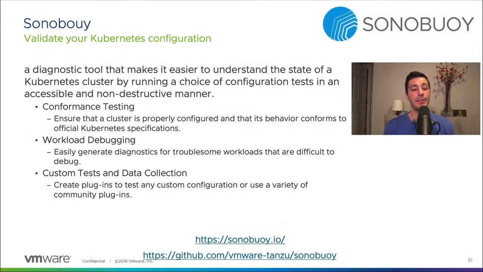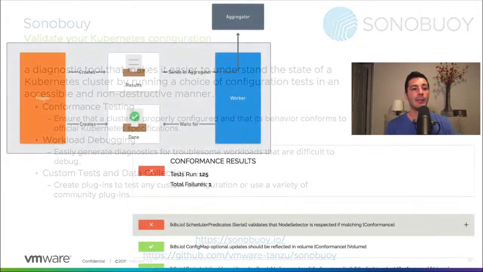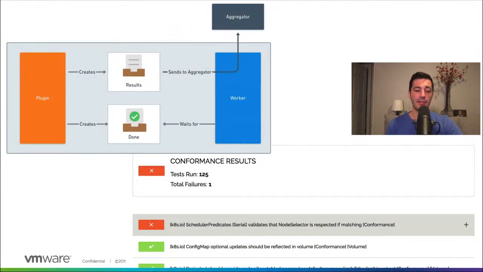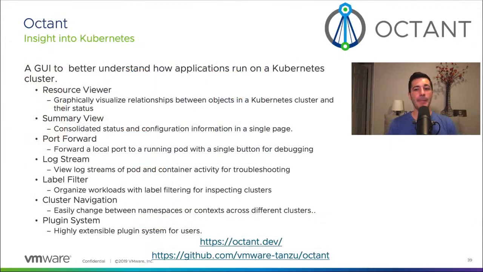Sonobuoy is utilized to do conformance testing. So knowing that our Kubernetes cluster is actually meeting open source specifications. This is something that you can run against it just to make sure that there's nothing that's been configured or doing something random inside of it. Open source, sonobuoy.io. Also heavily invested by VMware. Again, conformance testing, conformance results, pretty easy to see. And I kind of talked about Octant already. It's a GUI to understand exactly what's happening inside the cluster.